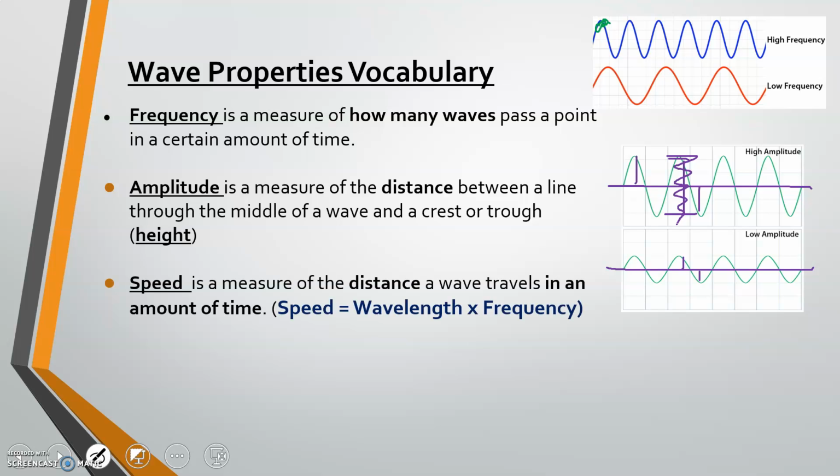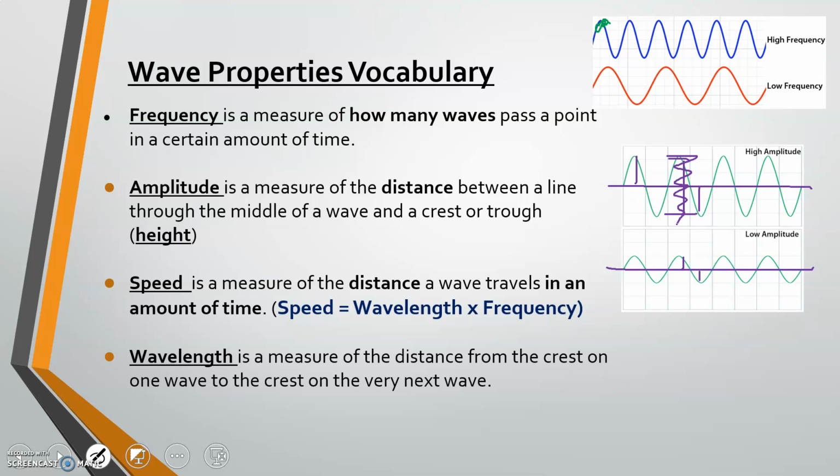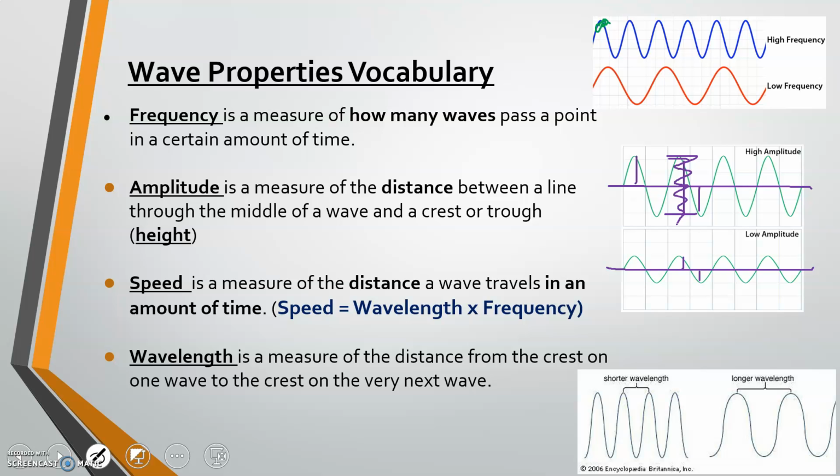Next is speed. So waves do have a certain measure of speed. So it's a measure of the distance a wave travels in a certain amount of time. So the equation is actually speed equals wavelength times frequency. What is wavelength? Well, wavelength is the measure of the distance from the crest of one wave to the crest of the very next wave. So as you can see, the wave on the left side has a very short wavelength. The measure of distance from this crest to this crest is very short. However, the wave on the right has a longer wavelength.